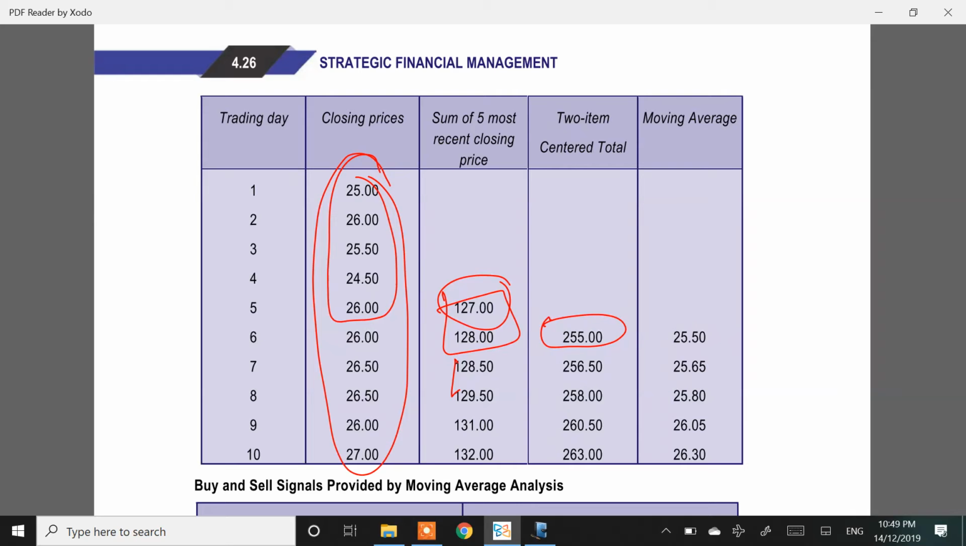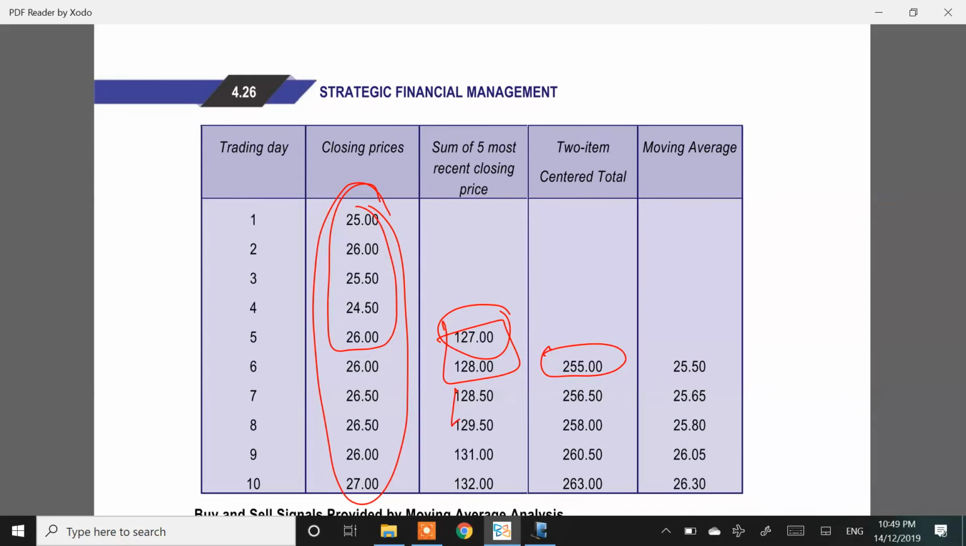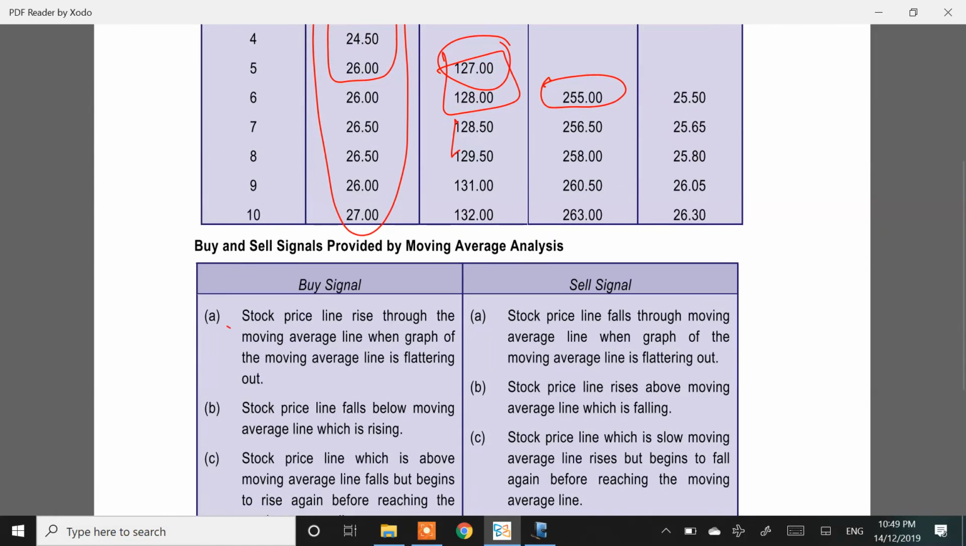Now why do I do this moving average analysis? It can help me in identifying a buy signal or a sell signal. For example, the stock price line, this 25, 26, 25.5, 24.5, if you prepare a line chart for this, then what will happen is the stock price line crosses the moving average line. When the moving average line is flattening out, or the stock price line falls below the moving average line which is rising, that will indicate a buy signal, and the opposite will indicate a sell signal.